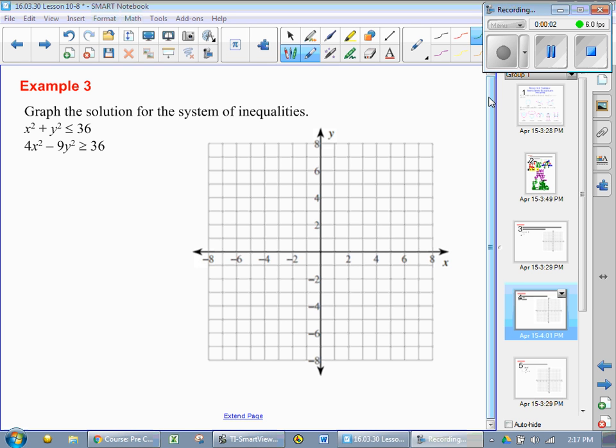Next, we're going to do example 3. I know I'm skipping example 2. We're going to do that in class tomorrow, along with example 4. So, example 3 says graph the solution for the system of inequalities.